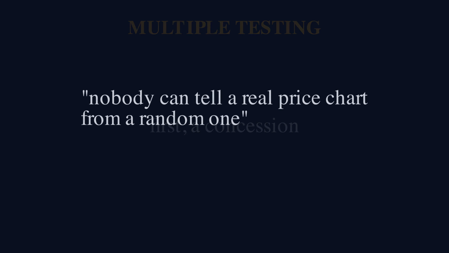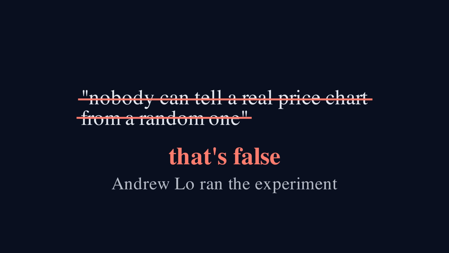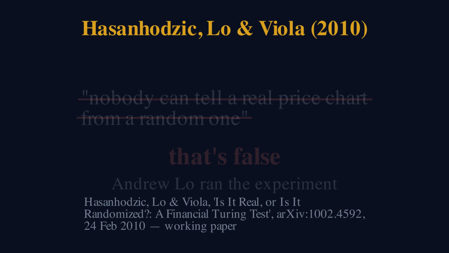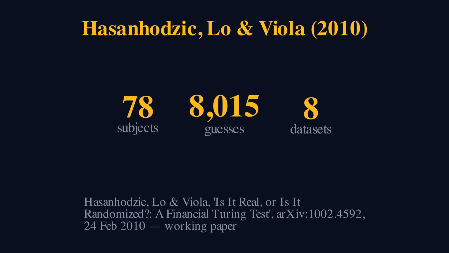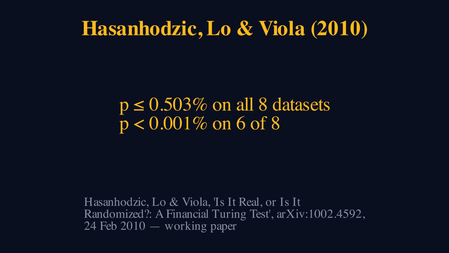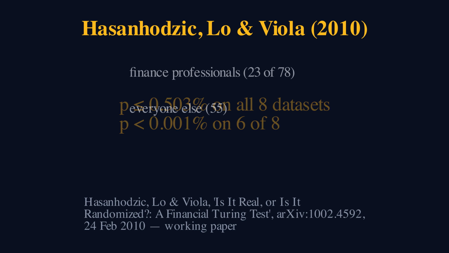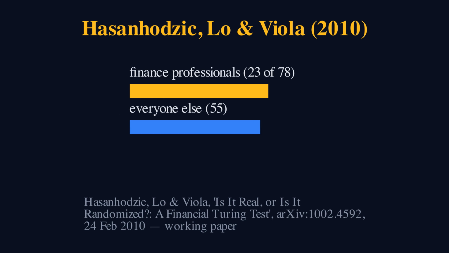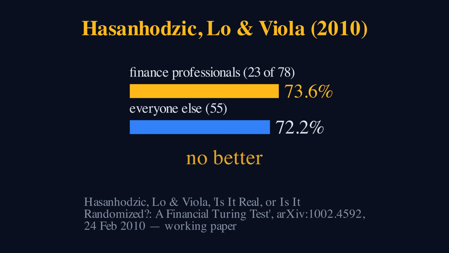You'll often hear that nobody can tell a real price chart from a random one. That's false. Andrew Lo ran the experiment, and people were clearly able to do it. 78 subjects, just over 8,000 guesses, across 8 different datasets. On every one, the odds of scoring that well by luck alone came in under 1%. And finance professionals were no better. 73.6% correct, against 72.2% for everyone else.